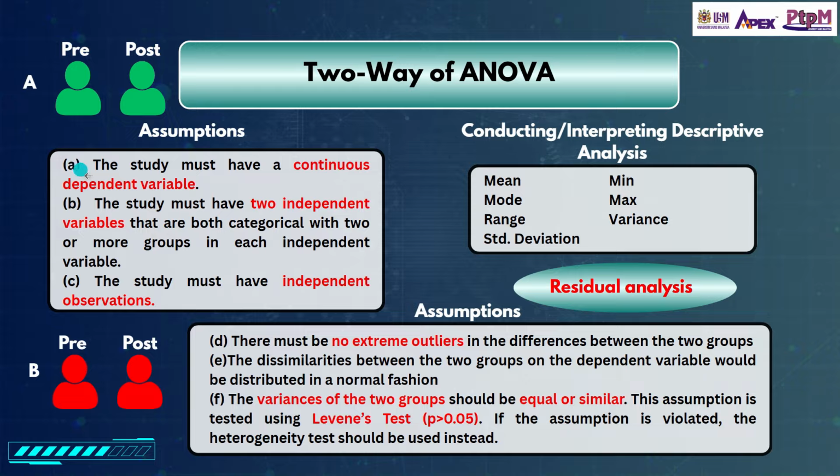The first assumption is the study must have a continuous dependent variable. The second one, the study must have two independent variables that are both categorical with two or more groups in each independent variable. And the third one, the study must have independent observation.